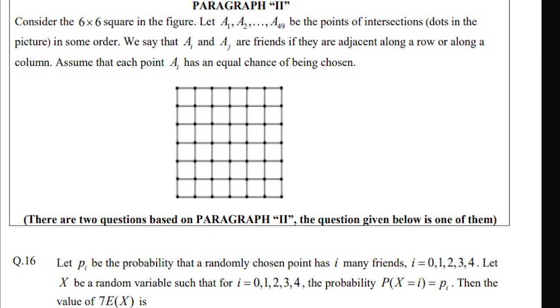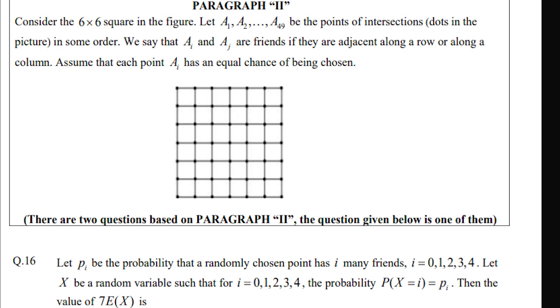Now here the question is, consider a 6 cross 6 square in this figure. Let A1, A2, ..., A49 be the points of intersection, dots in the same order. We say Ai and Aj are friends if they are adjacent along a row or along a column, assuming that each point Ai has an equal chance of being chosen. Now let Pi be the probability that a randomly chosen point has i friends. So i can take the value 0, 1, 2, 3, 4, etc.